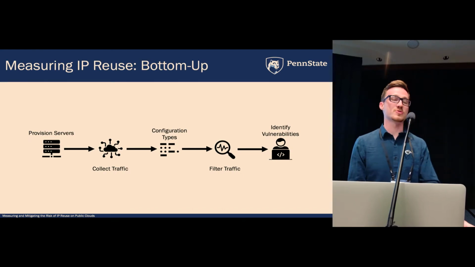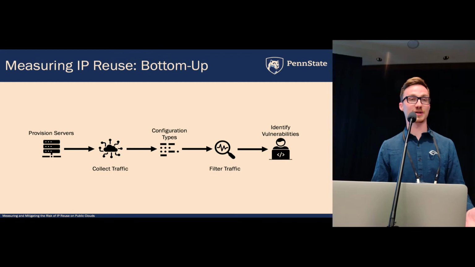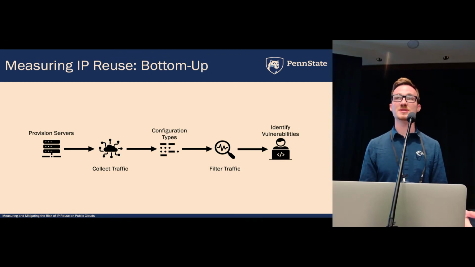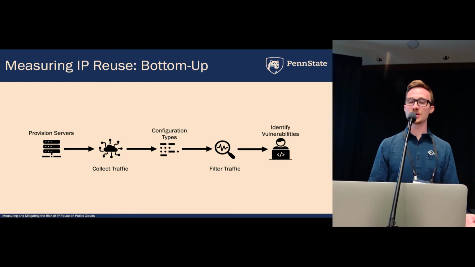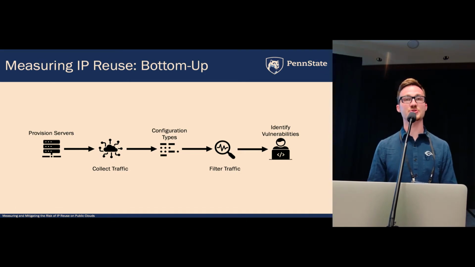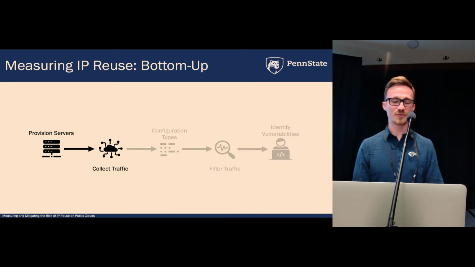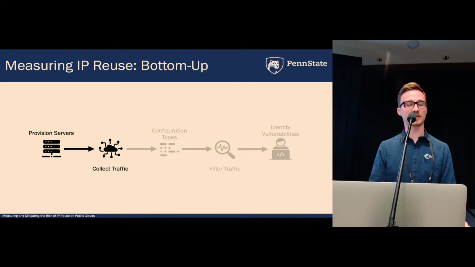Let's look at how we measure IP address reuse from the bottom up. As we said, we first provision servers and collect traffic. Next, we hypothesize various configuration types, create filters and run those filters to identify traffic referring to those configurations, and identify vulnerabilities and vulnerable parties. Before we move on to configuration types, let's discuss a little bit more about our data collection.